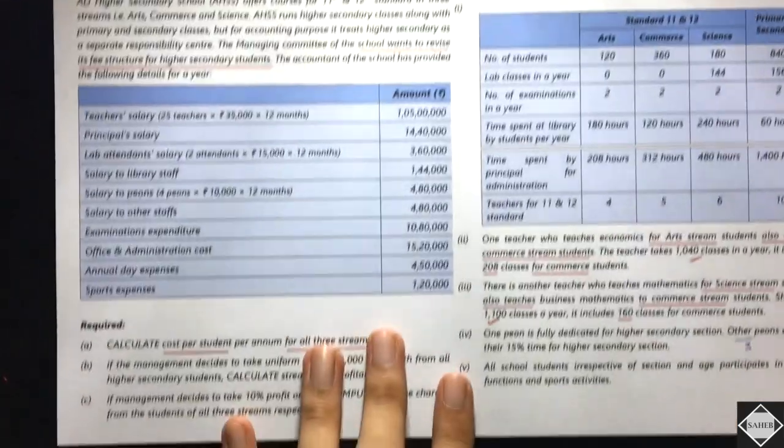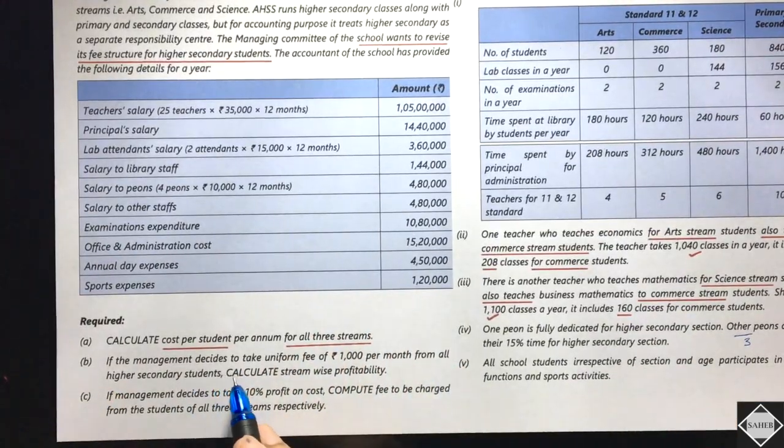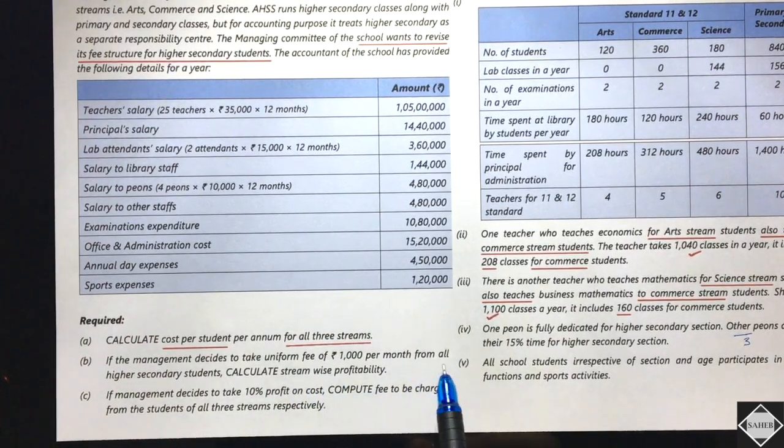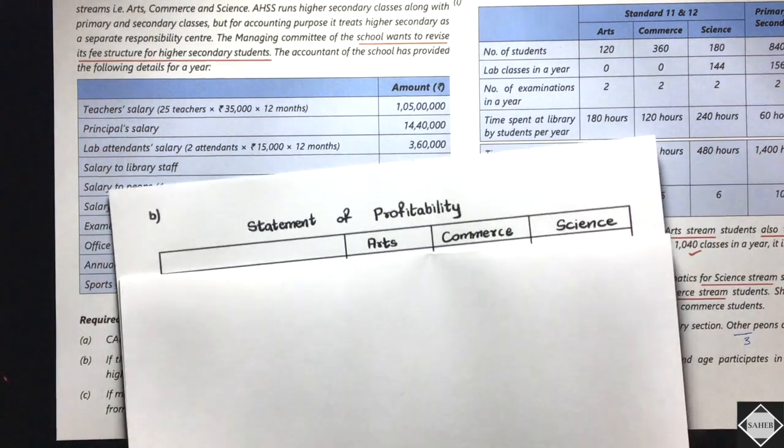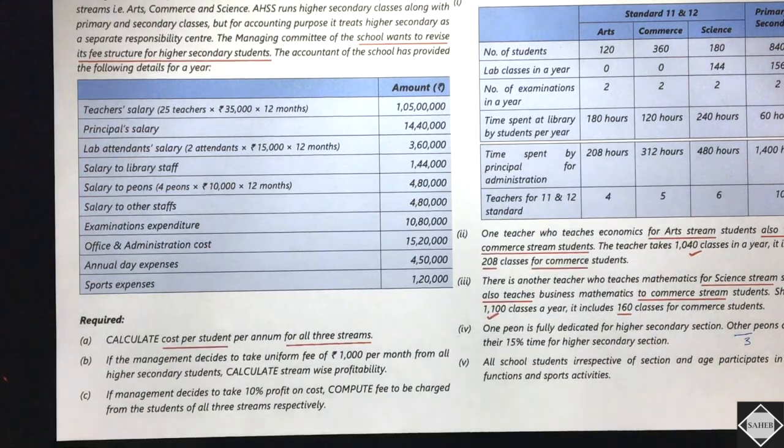What's the next requirement? If the management decides to take a uniform fee of 1,000 per month from all higher secondary students, calculate stream-wise profitability. They are saying if we charge everyone 1,000 fee, then what will be the profit or loss. So just make a statement of profitability for arts, commerce, science. Fee is 1,000, that is sales.